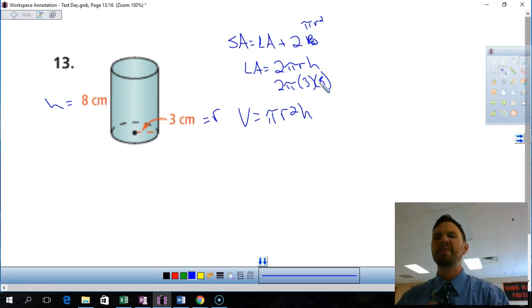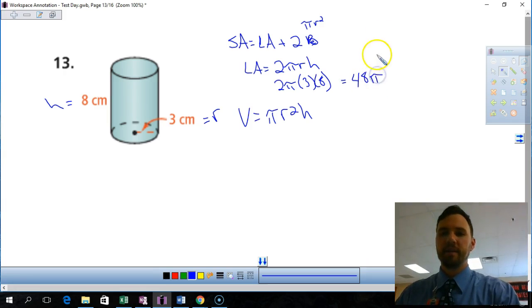Should I round it or leave it? I'm going to leave this one in terms of pi for fun. 2 times 3 is 6. 6 times 8 is 48 pi. And then I'm going to add that plus 2 pi r squared.